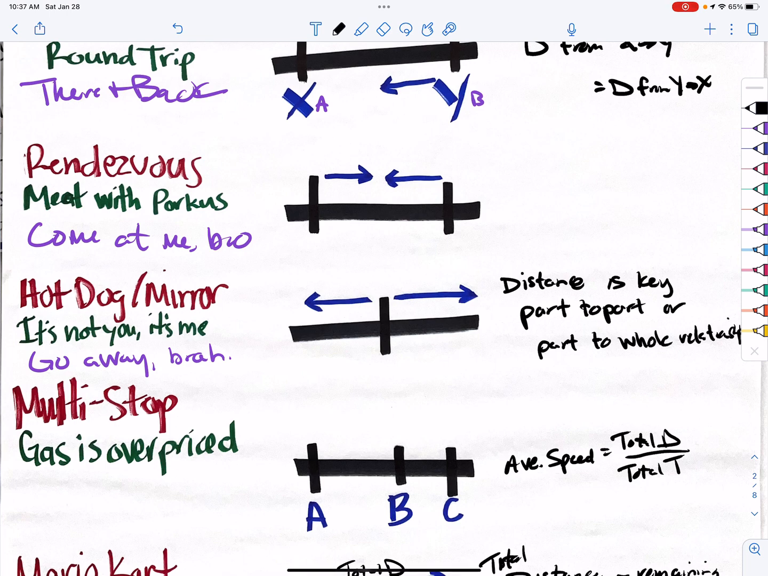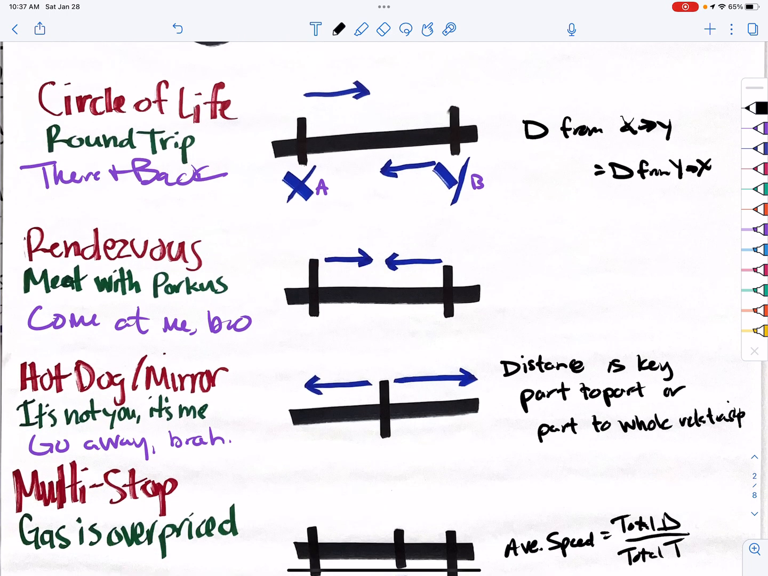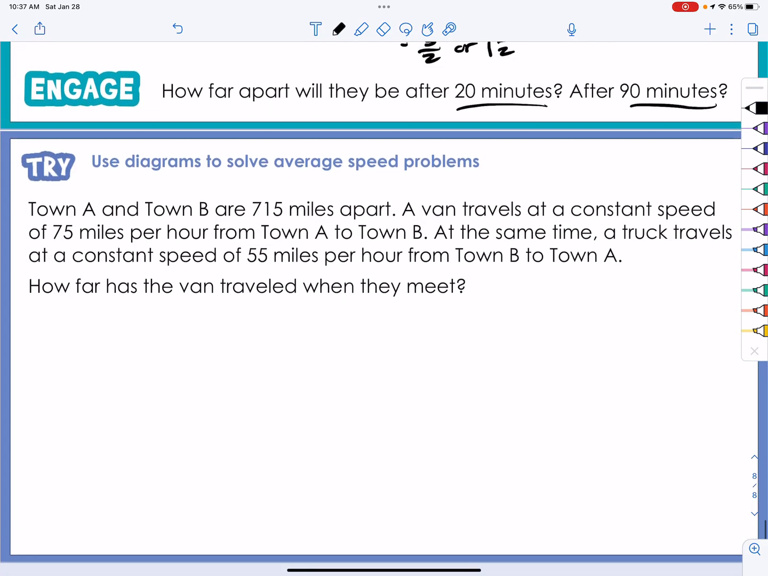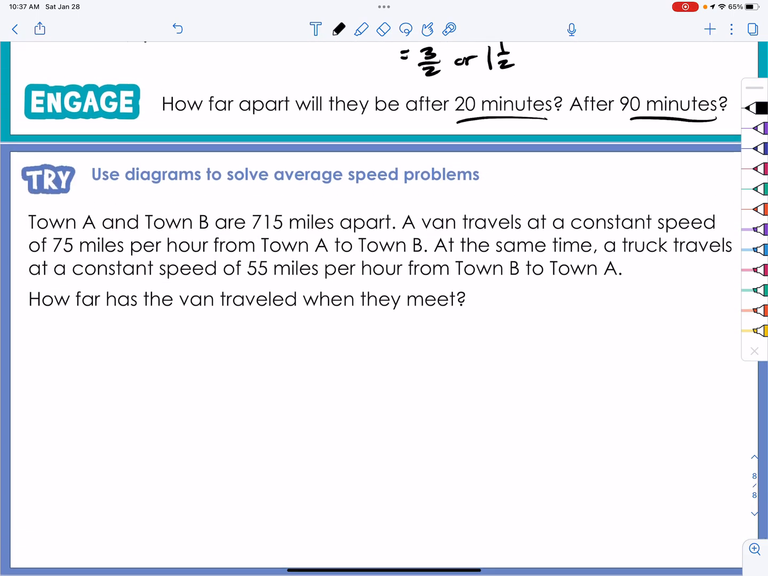Okay. All right, we only have one more, the rendezvous, the come at me bro, the meet with porcus, I think is what we called that one, because pork and meat. Okay, these are those infamous 2 trains leave. When do they intersect? When do they run into each other?